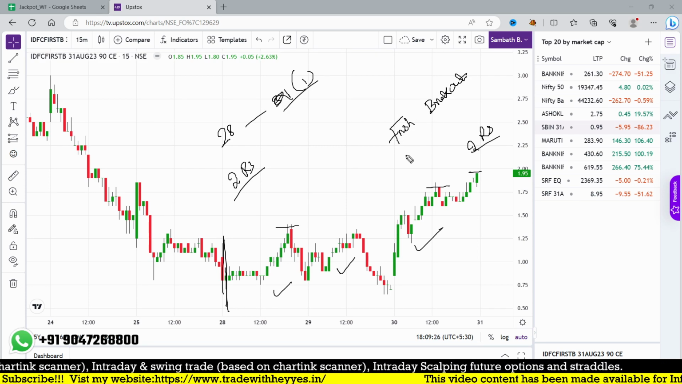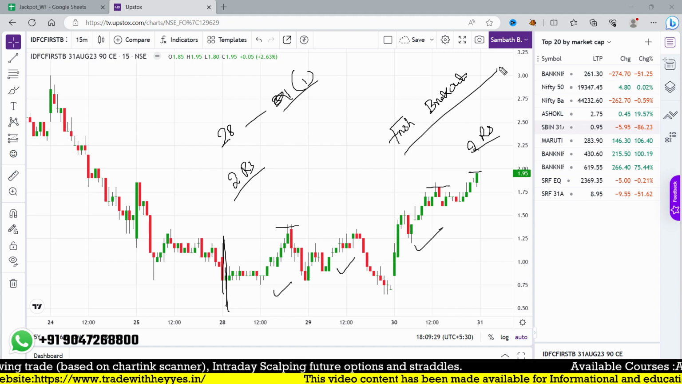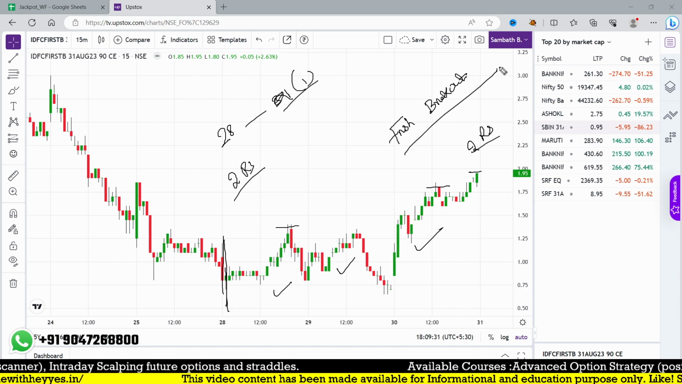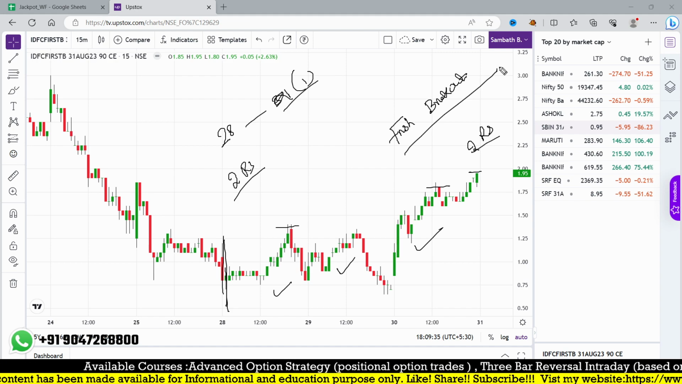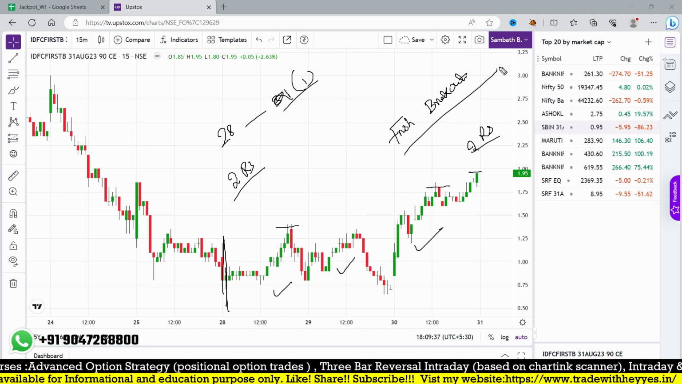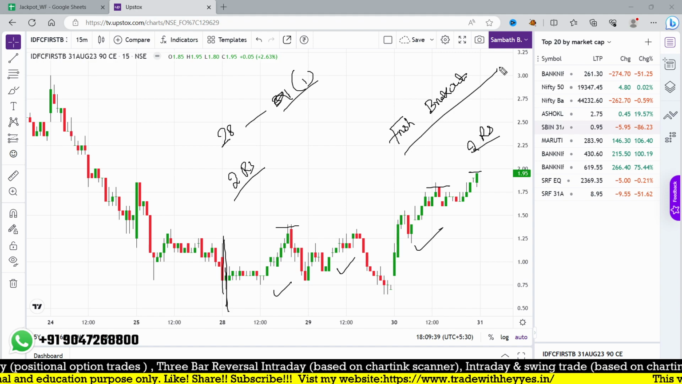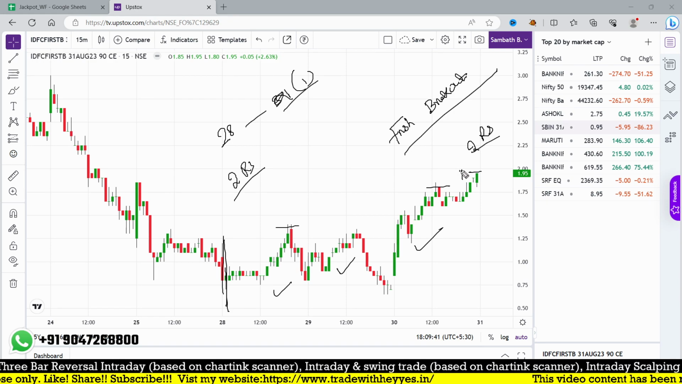Hope you understand. This should be the fresh breakout. This is the trade we are planning based on the sheet. Even if you don't know the strategy, you can see where to keep a stop loss and where to put a target. So this is the trade where we find the entry.